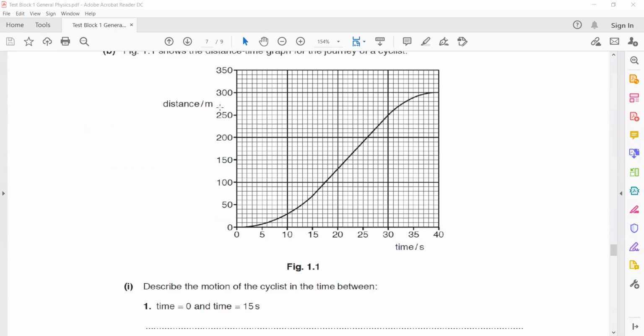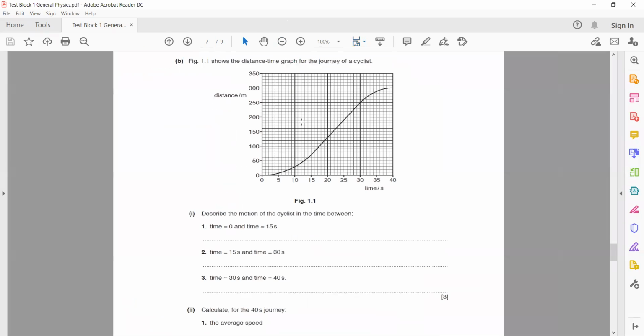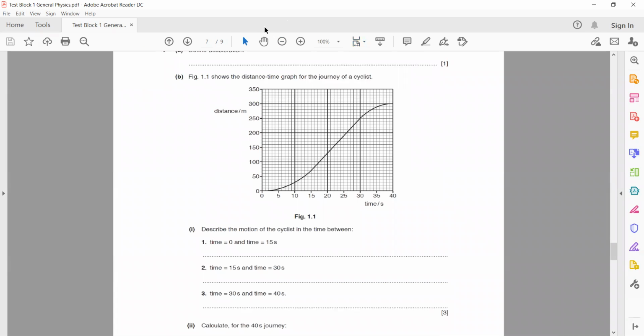For the next part, for a distance time graph, the slope represents the speed. So you can see in the first part, the slope is increasing, then the slope is constant, and then the slope is decreasing. So this motion has three parts. From 0 to 15, the speed is increasing. From 15 to 30, the speed is constant. And from 30 to 40, because the slope is decreasing, the speed is decreasing.